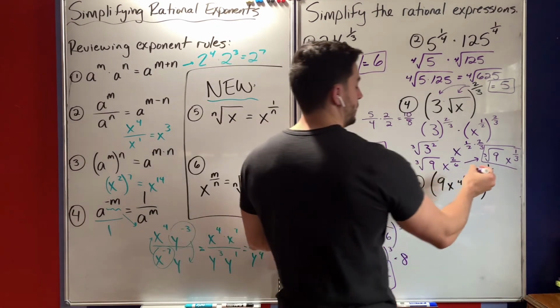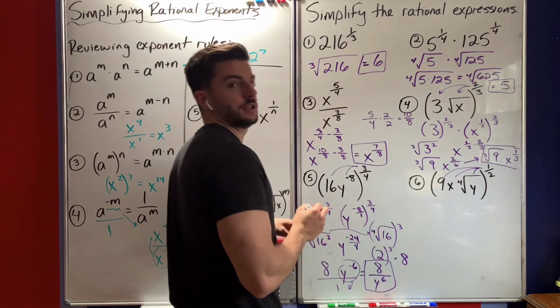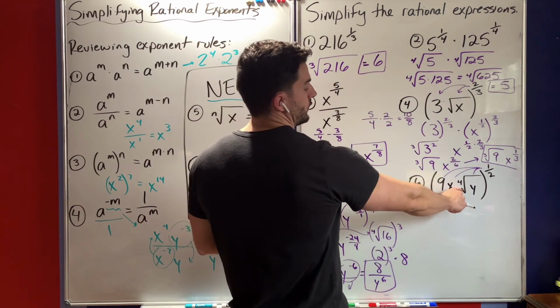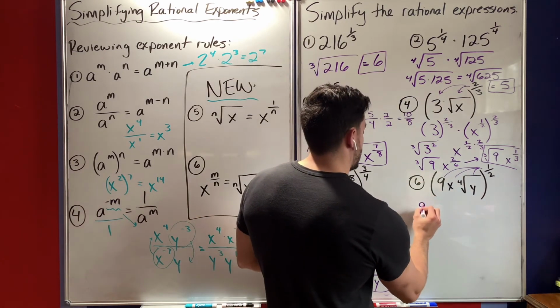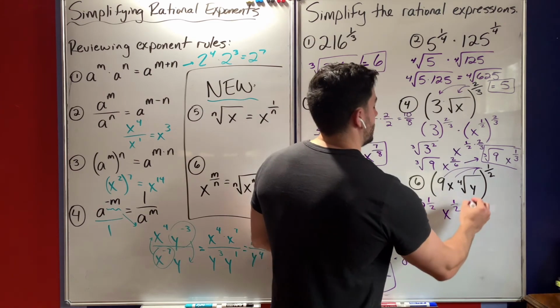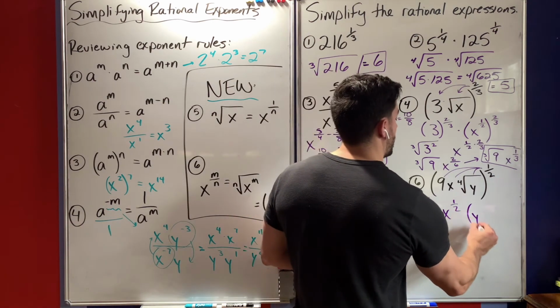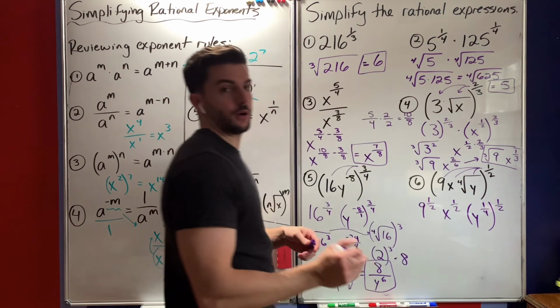All right, number 6 here. Again, same idea. We are going to distribute this 1 half to all 3 of those, okay? So there's a 9, there's an x, and there's a 4th root of y, okay? So I'm going to write that. So 9 to the 1 half, x to the 1 half, and then again, the fourth root of y, writing that as a fraction exponent, that'd be y to the 1/4 to the 1/2 power, kind of double raising it.